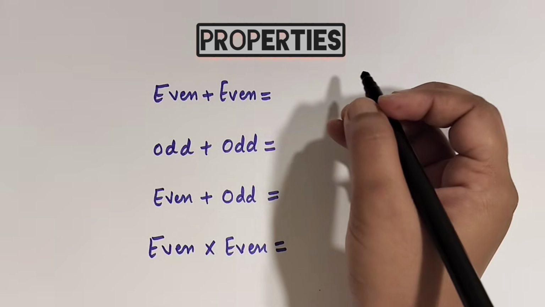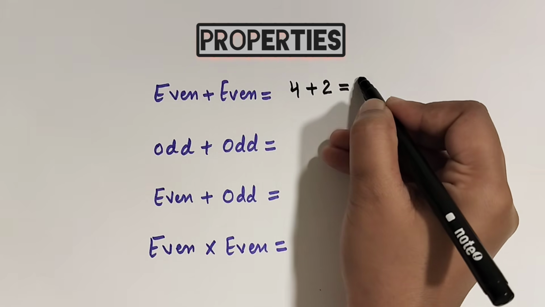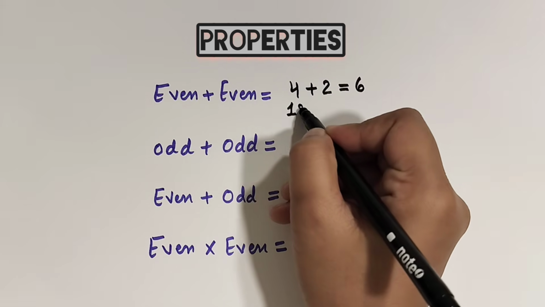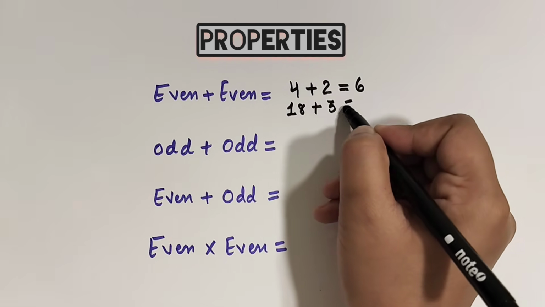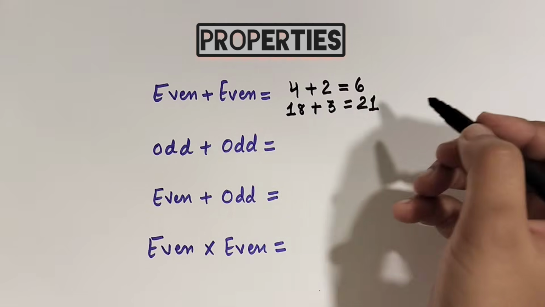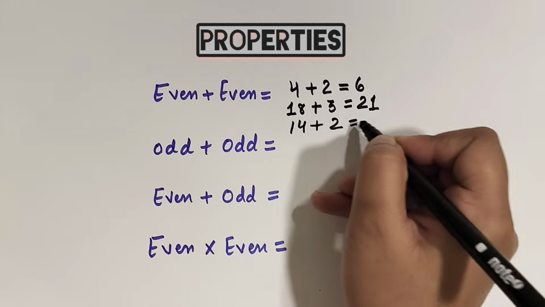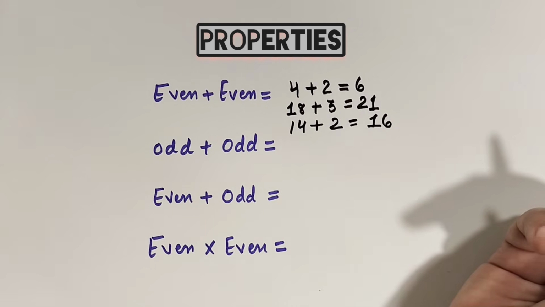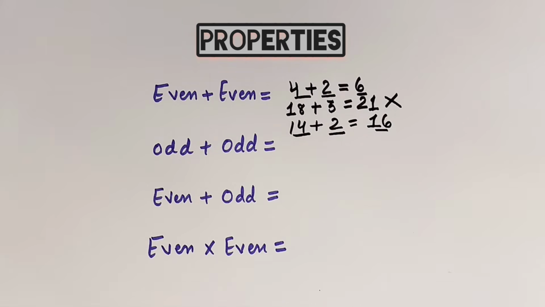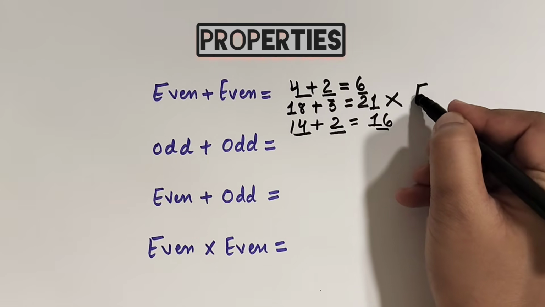Let's see. For example, 4 plus 2 would be an even number, that is 6. Now 18 plus 3 would be 21. You can see that we cannot add even into odd number because that would not fit this property. Now we have 14 plus 2, both are even numbers. So you can see that we need to add even number into even. We cannot add even into odd. The result of adding even number into even number would be an even number.